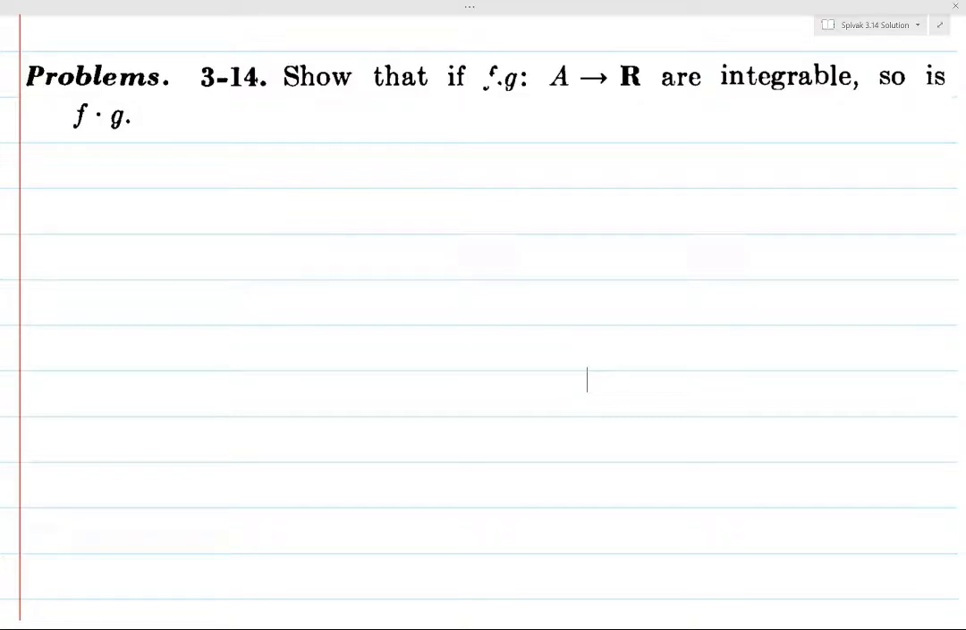So, I got this problem, and what we have is two functions which are integrable, and we want to show that that implies that their product is also integrable.